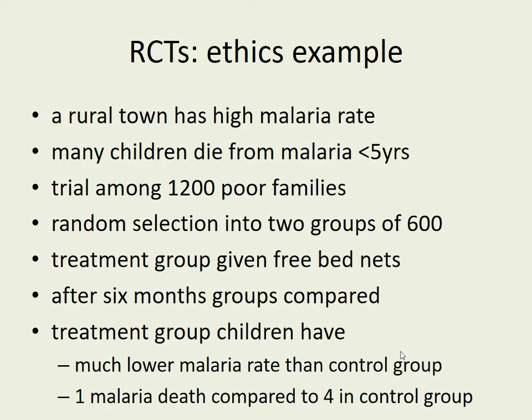And here's an example of this. Let's say a rural town has high malaria rates, and you know that many children under 5 are dying from malaria. So you decide to have a randomised control trial among 1,200 families, which you randomly select and put into 2 groups of 600. The treatment group are given free bed nets, and then 6 months later you come back and measure the health outcomes afterwards. So you measure it before and you measure it afterwards. And you find that in the treatment group that had the nets, those children have a much lower malaria rate than the control group.